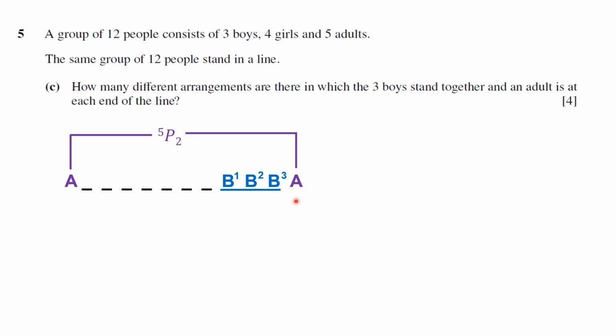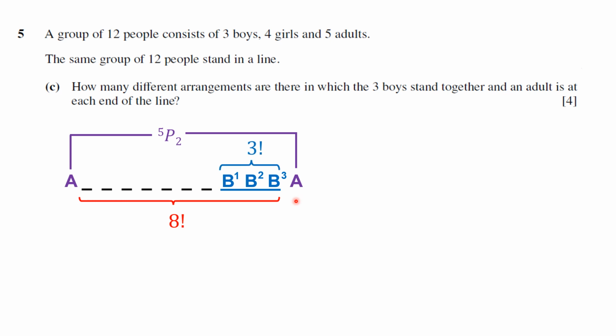Now looking at the children, we said that we're going to count the boys as a single entity. So this means that the total number of arrangements for the children is going to be 8 factorial. However, we need to consider the internal arrangement of the boys. So the internal arrangement of the boys is 3 factorial.